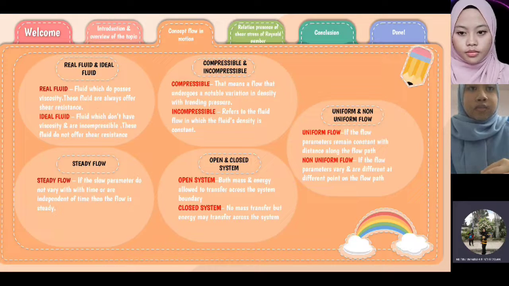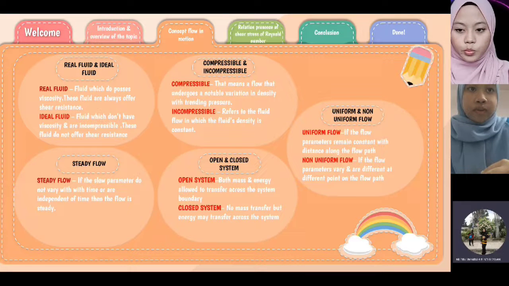Open and closed system. Open system, both mass and energy are allowed to transfer across the system boundary. And closed system, no mass transfer, but energy may transfer across the system. Steady flow, if the flow parameters do not vary with time or are independent of time, then the flow is steady.